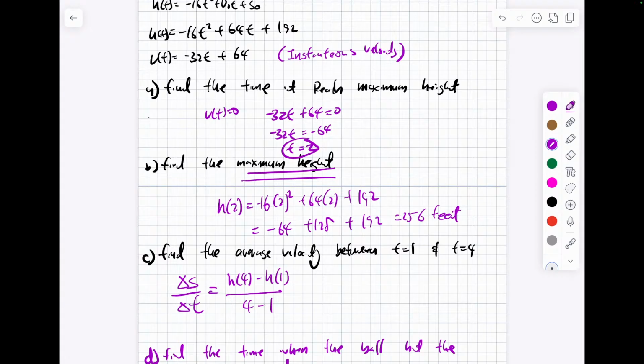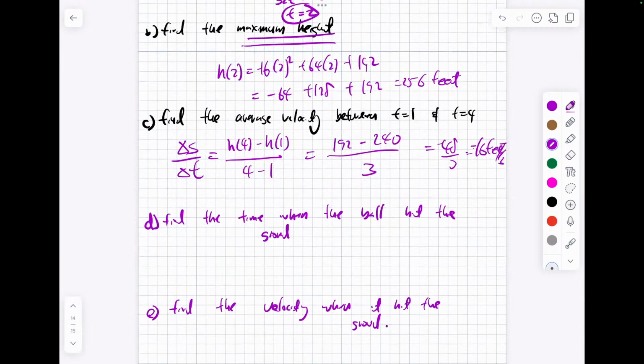I think height at 4 is, I'm not sure, let me look it up. Height at 4 is 192. Height at 1 is 240. Over 3. So that's going to be negative 48 over 3. That's equal to negative 16 feet per second. Is that okay? That's all right?